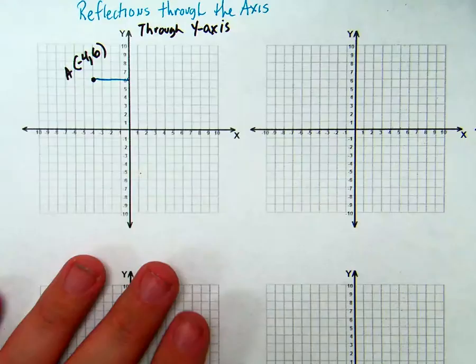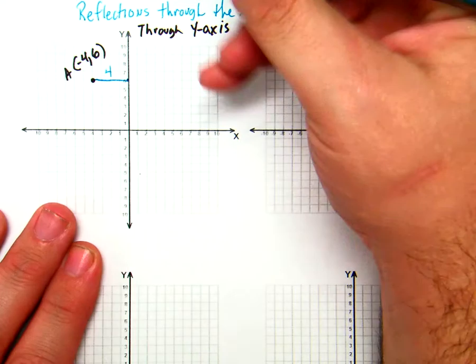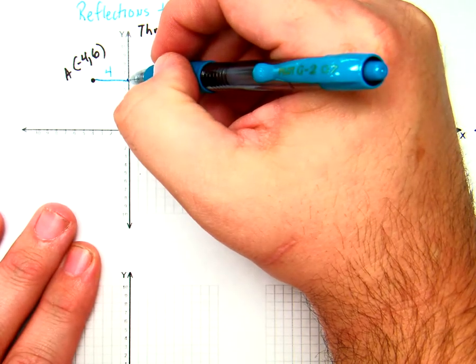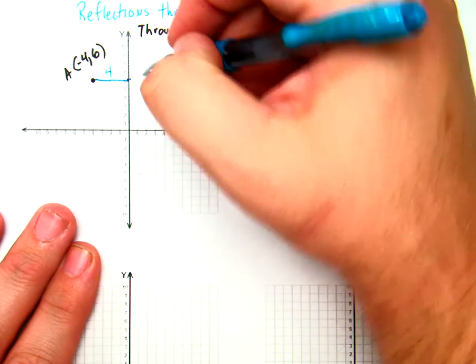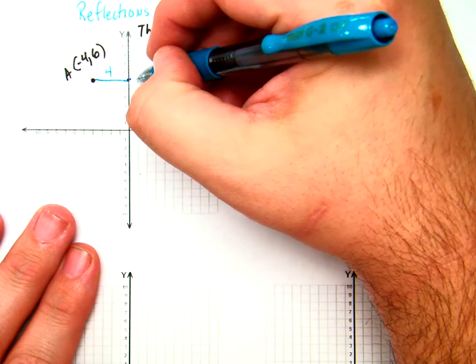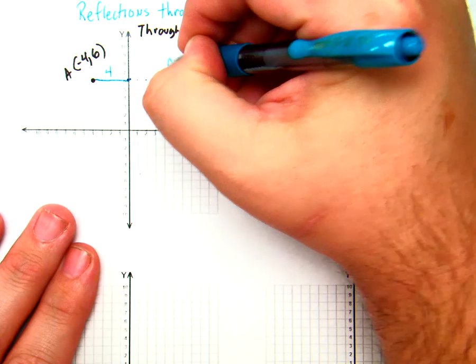If I'm going through the y-axis and that's my line of reflection, how many spaces does it take to get from A to the y-axis? All right, so that's a 4. So how many spaces is it going to take me to get from the line of reflection to the new point? 4. 1, 2, 3, 4. So here would be A prime.